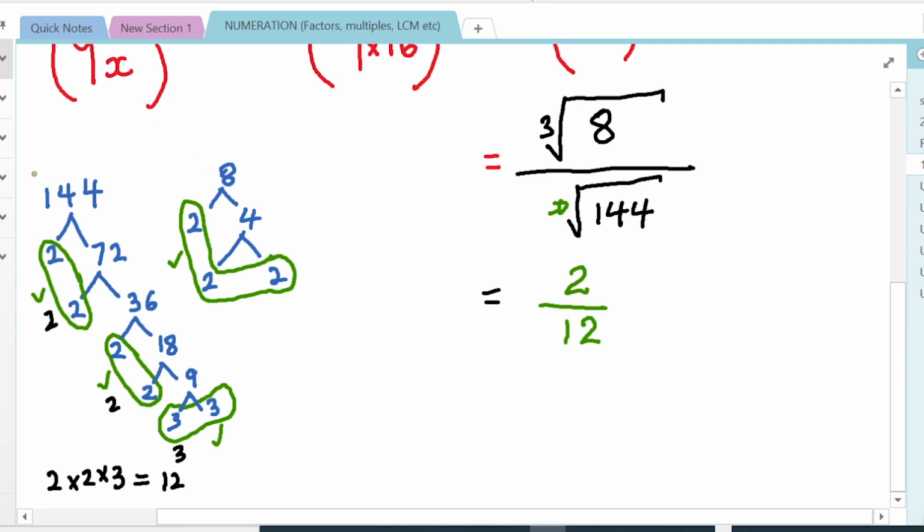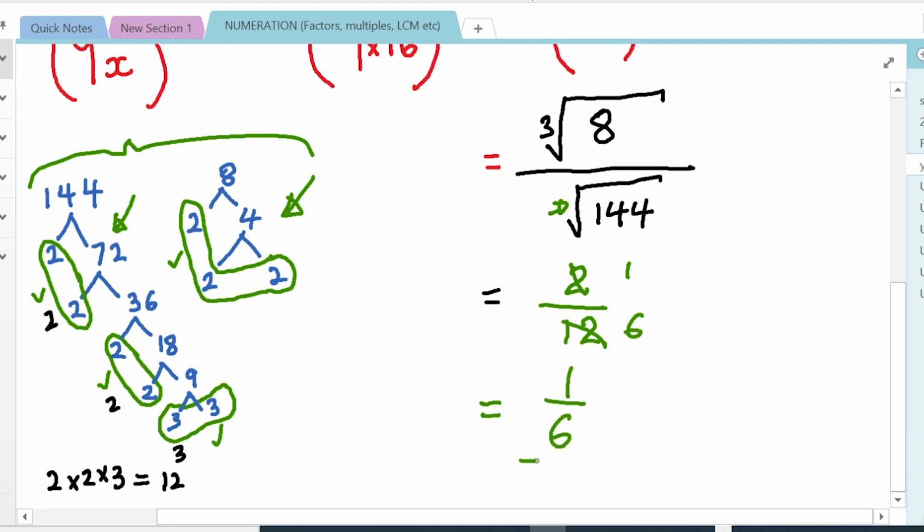So I did these workings to show you the difference between finding a square root of a number and finding the third root of a number. Here, the third root of 8, after prime factorizing, we grouped them in groups of 3, and the answer is 2. So that's how we end up with 2 over 12, and that is going to become, by 2 once by 2, 6. So the answer is a sixth, and that is the answer.